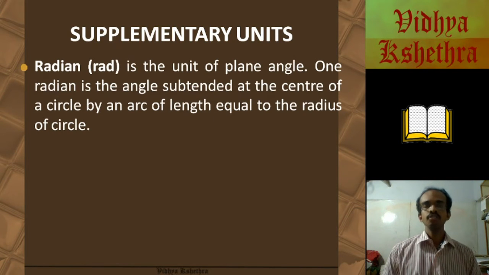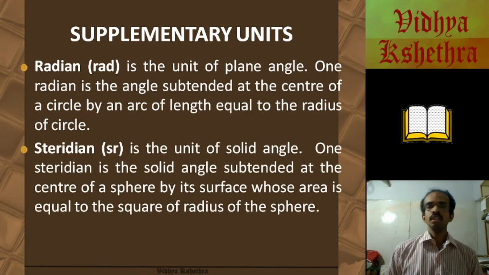These are, first one is the radian, which is the unit of plane angle. 1 radian is the angle subtended at the center of a circle by an arc of length equal to the radius of the circle. Then the other one is steradian, which is the unit of solid angle. 1 steradian is the solid angle subtended at the center of the sphere by its surface, whose area is equal to the square of the radius of the sphere.